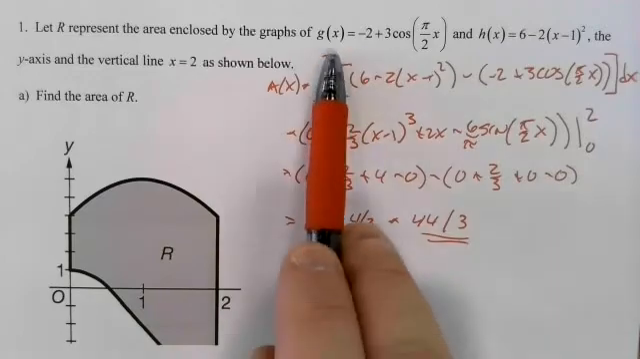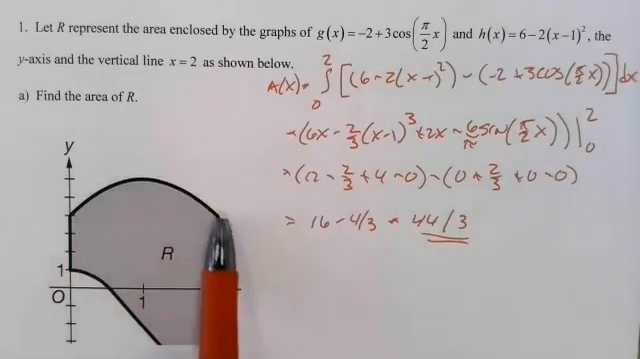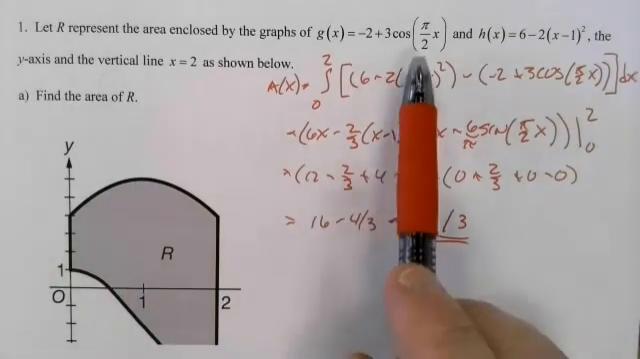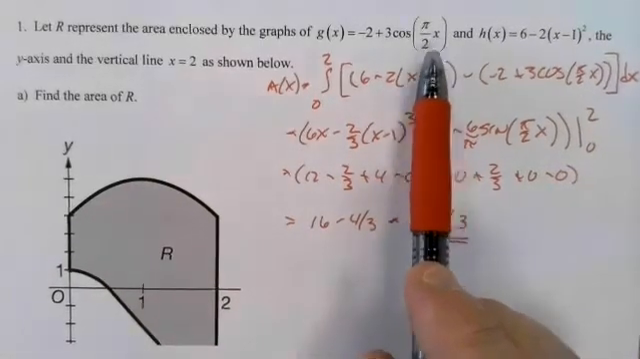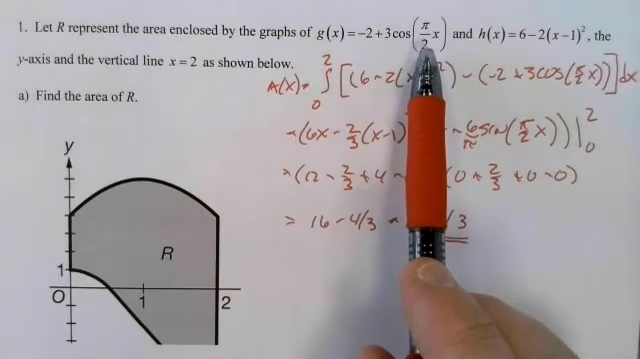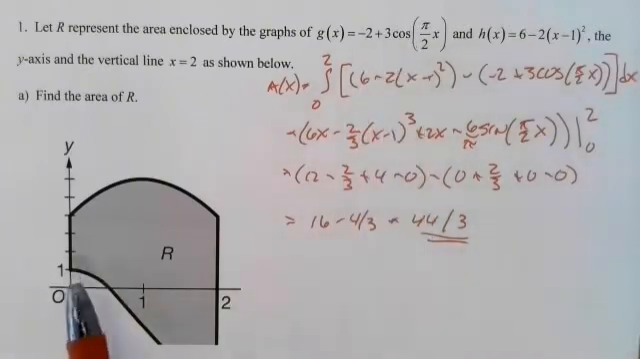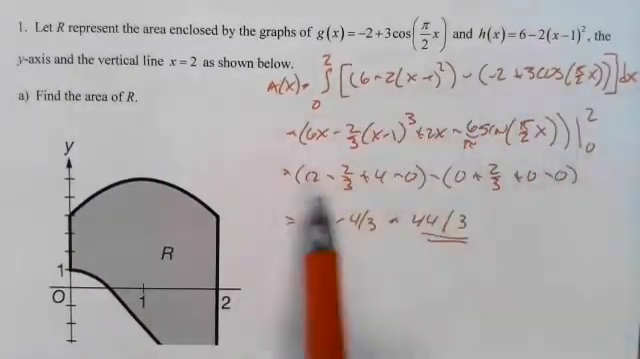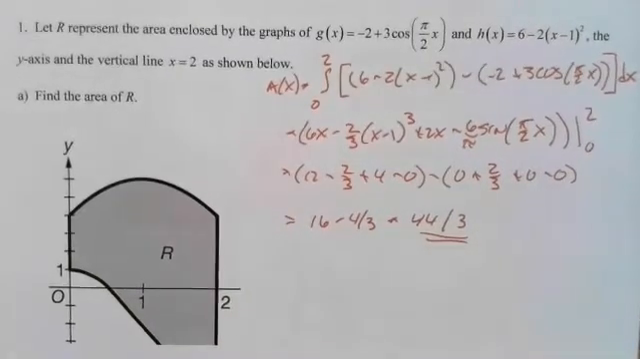0 to 2 is my x. Top curve. You might want to graph this, see if you know what you're talking about. Bottom curve. Actually, this is the bottom curve, that's the top curve. Plug in 0. Cosine of 0 is 1. Negative 2 plus 3 is 1, so that's the bottom curve. That's the top curve, so top minus bottom. Math, math, math. 44/3.